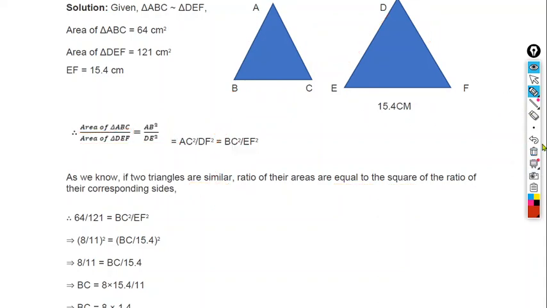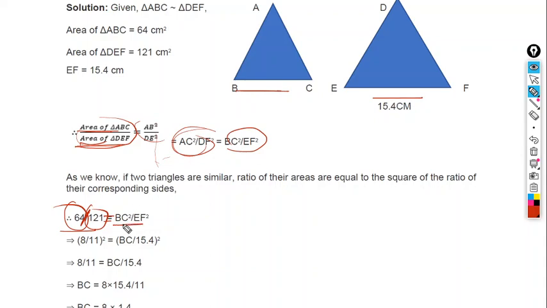Now, area of triangle ABC divided by area of triangle DEF is 64 cm square by 121, and this will be equal to BC square by EF square. We don't need all these other things. We only need BC and EF, so we will directly go to BC square by EF square.